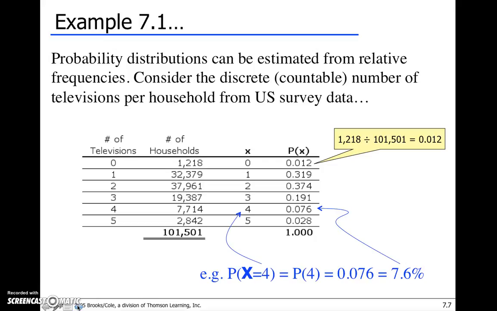Here we have an example where we've got a table showing television receivers and the households and the probability of finding a given household with no TV sets or one TV set or two accordingly. This table represents the probability distribution. Example, the probability that x is equal to 4, that is, that a household has 4 TV sets, is given by P of 4 equals 0.076 as shown.